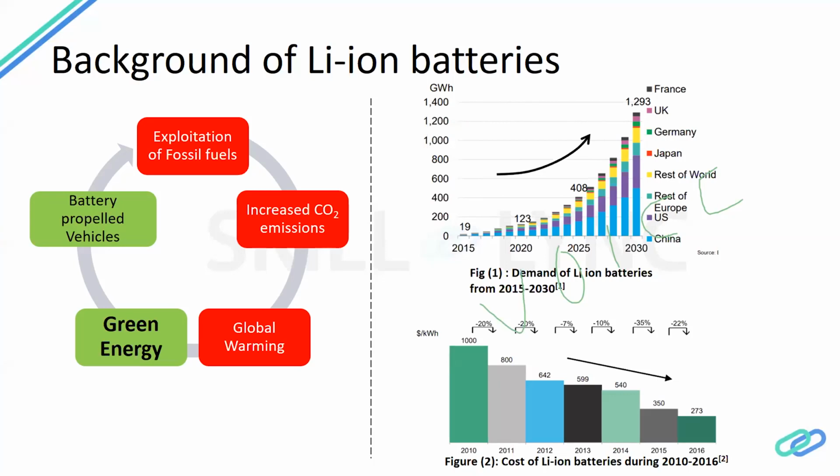One is comparing the demand for lithium ions from 2015 to 2030. In 2015, only 19 gigawatt hours of electrical energy was needed for propelling the cars, which rose to 123, then to 400. And for 2030, people have estimated that 1,293 gigawatt hours of electrical energy would be needed in the form of lithium ion batteries.